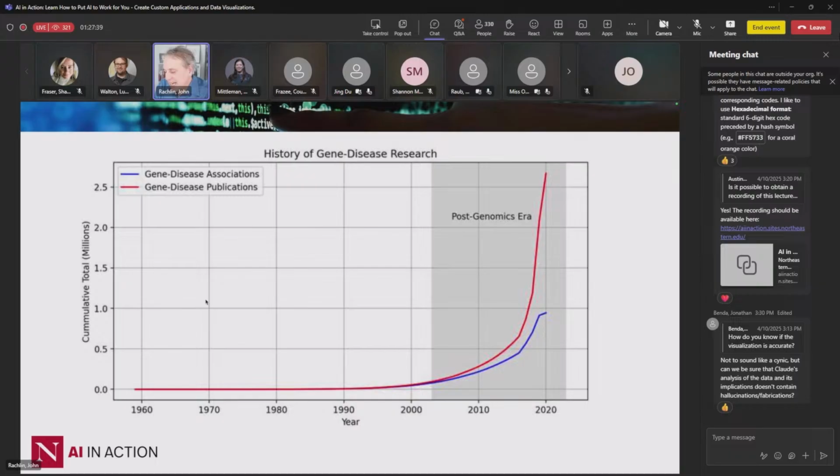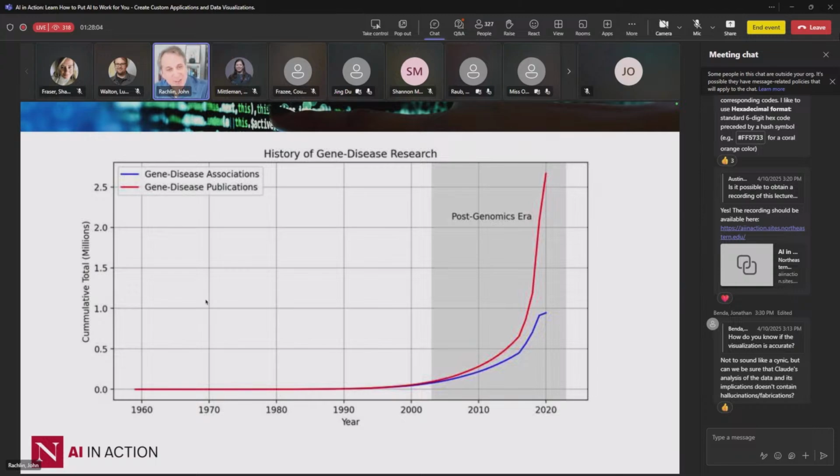Since the sequencing of the Human Genome Project in around 2000, when they finally came up with a draft sequence of the human genome after many years of effort and billions of dollars, there was an explosion of biomedical research looking at gene variants and their connection or association with various diseases.